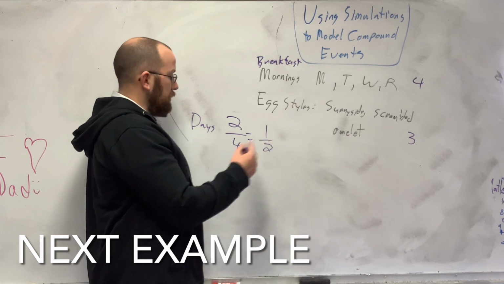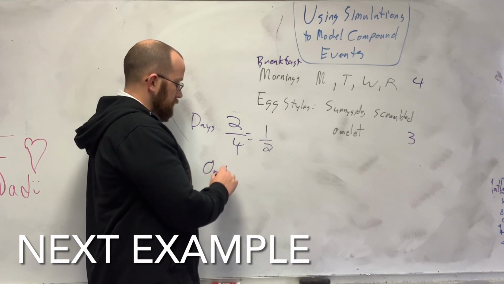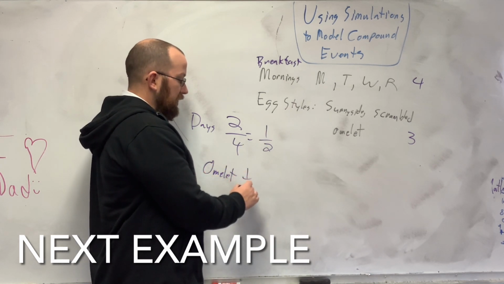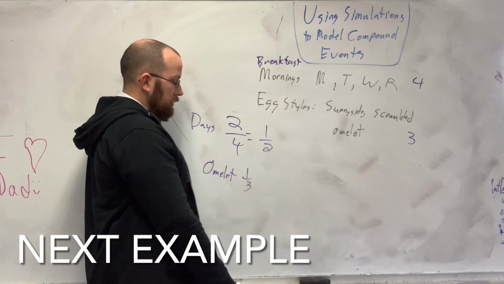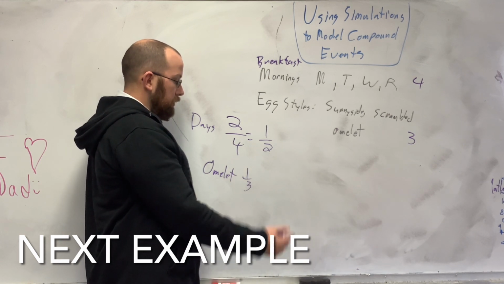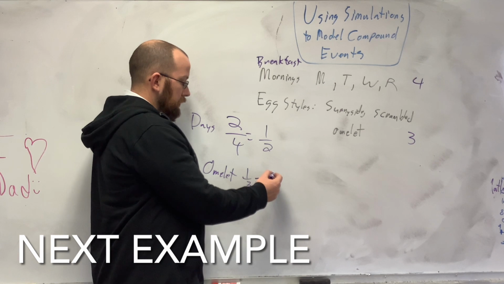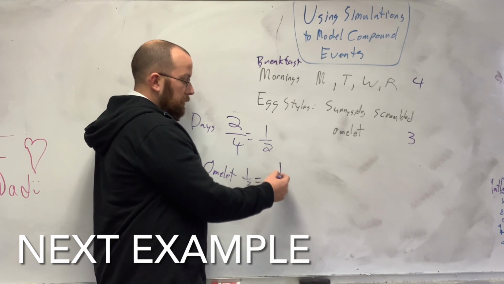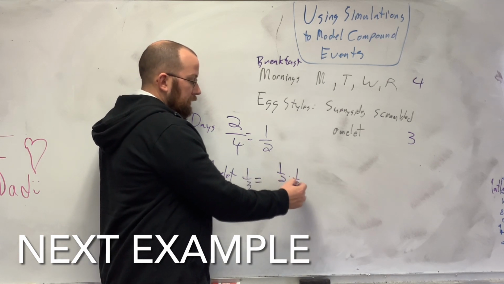And then an omelet. I have a 1 in 3 chance of getting an omelet. So I just multiply them together, and I get 1/6.